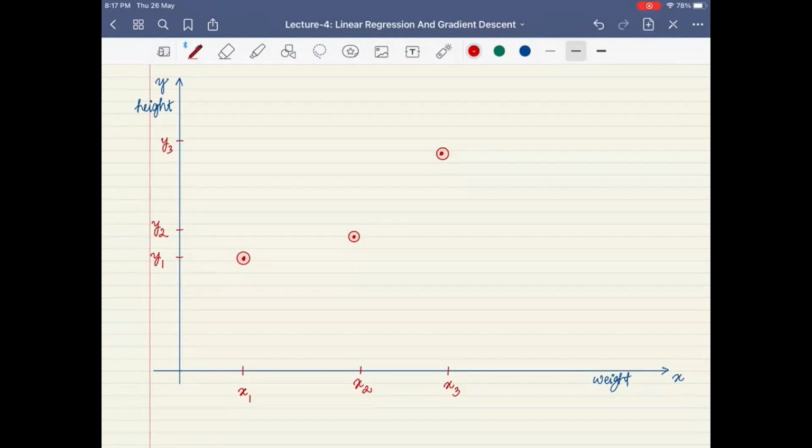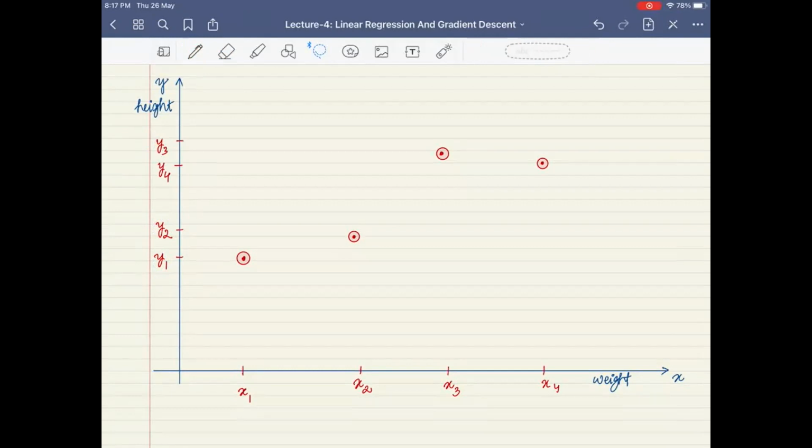Fine. And I'll plot the last point. Okay, fourth point. This is the fourth point, which is x4, and this is y4. So these are my training examples. These are the 4 training examples that I have.